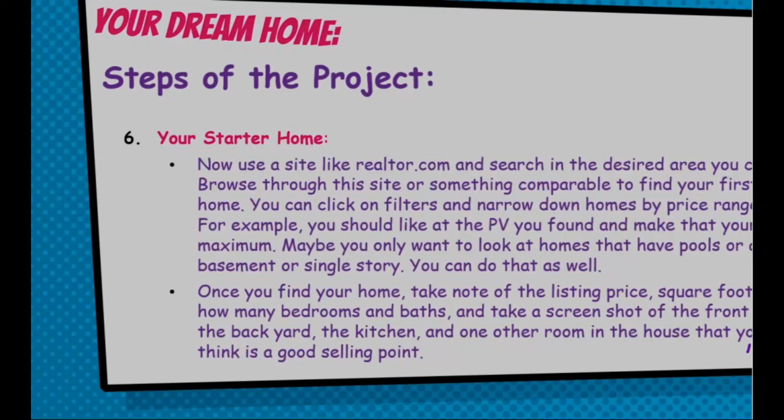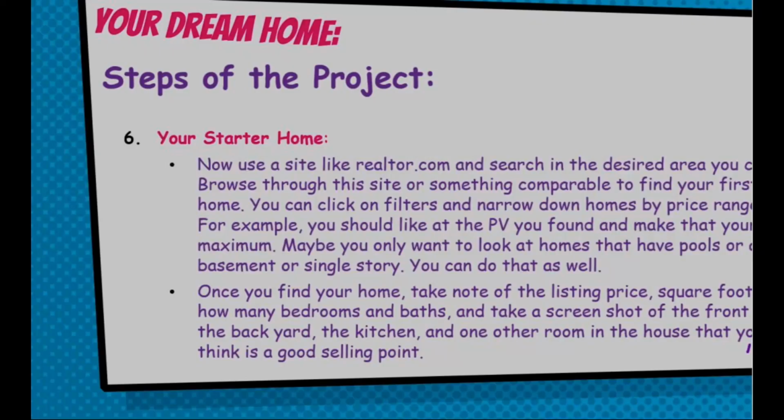So if your present value was 350,000, then you can make that be the max, so you don't see anything above that. And then maybe you only want to look at homes that have pools or basements or single stories. You can do that as well. In Texas, you won't find many that have basements, but once you find your home, take note of the listing price, square footage, how many bedrooms and baths, and take a screenshot of the front view.